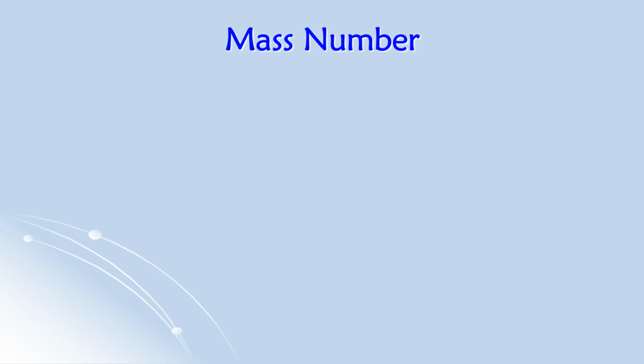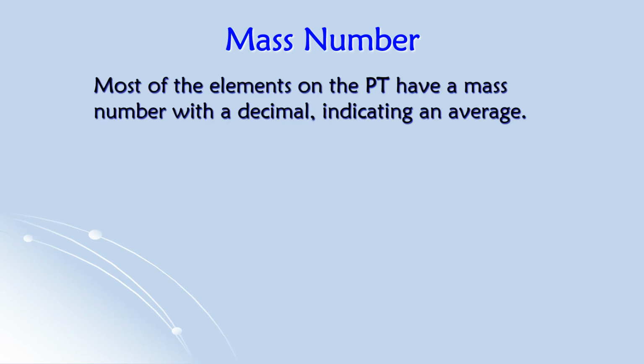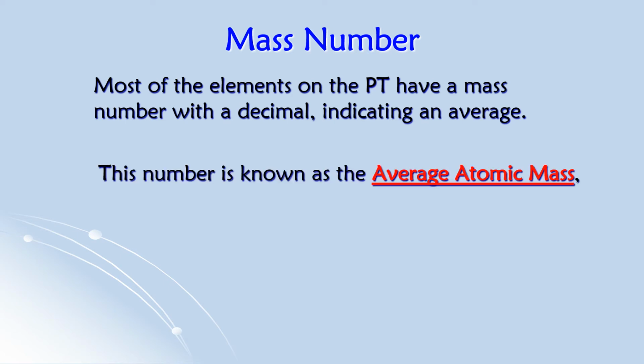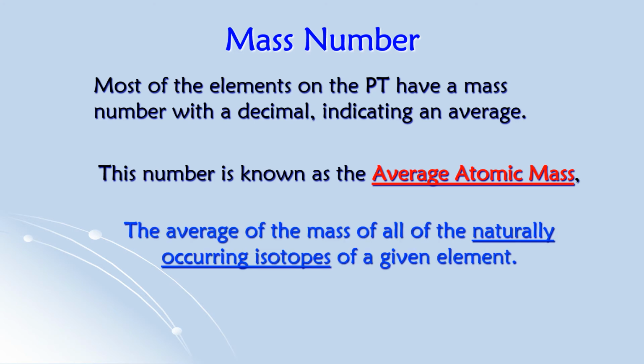Now, if you guys notice, look at the mass numbers of all of the elements that we see in the periodic table. Most of them will be a decimal number. Most of the elements in the periodic table are going to have their mass numbers in decimal form, and that's because they are the average atomic masses. They indicate an average of the atomic masses of all of the naturally occurring isotopes of that element.